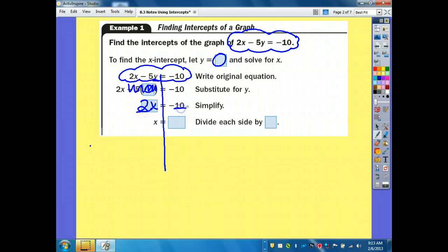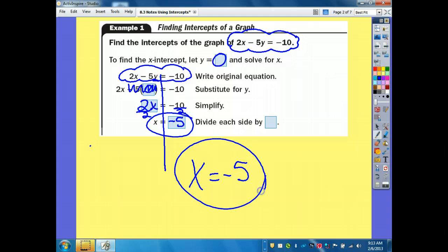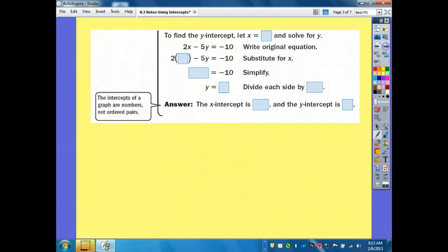Divide both sides by 2, and what does x equal? A negative 5. So I know that x equals a negative 5. I'm halfway done. I found my x. Now, let's do the same thing again in the exact same equation, and now let's find the y. So this time, instead of putting the 0 in for the y, we put it in for the x.